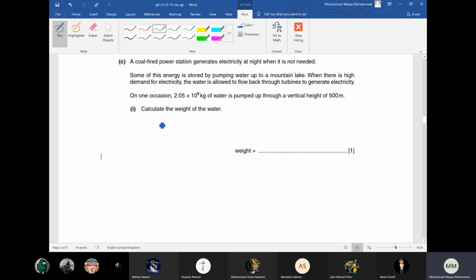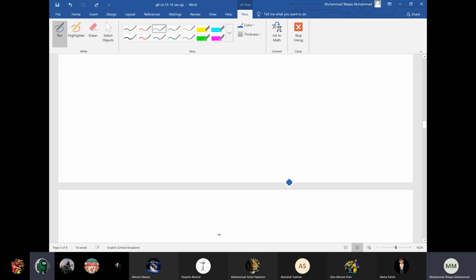So beta, we know that W is equal to mg. Mass of the water is 2.05 times 10 to the power 8. Value of g is 10. So beta, if you do this, you'll get 2.05 times 10 to the power 9 newtons. Okay beta?